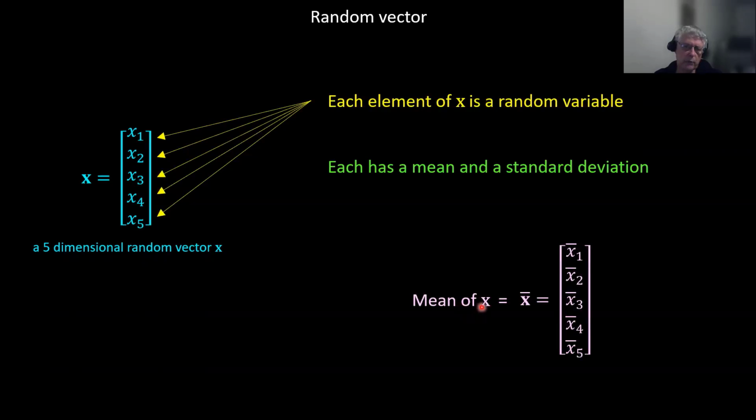The mean of the random vector X, which I'm denoting here as X bar, is simply a vector, the elements of which are the means of the respective elements of the vector. That's easy. But now I want to characterize the wiggle room, the variability of the elements of that vector. And this gets a little bit more complicated than just characterizing the variability of a single random variable.